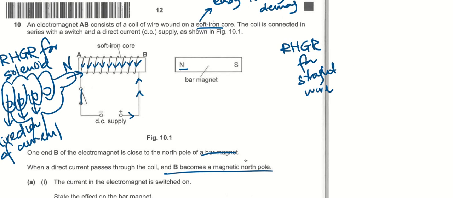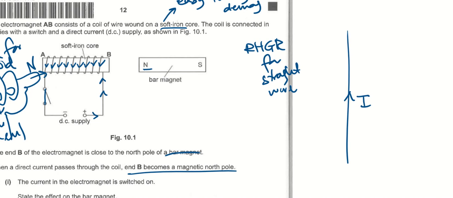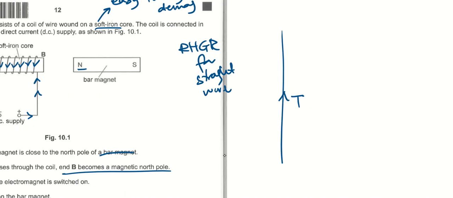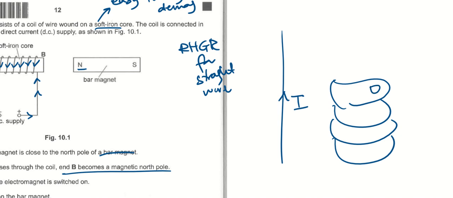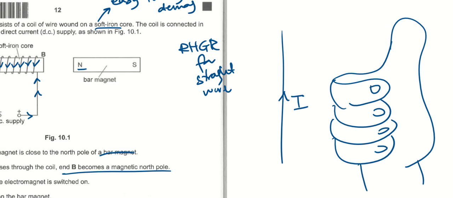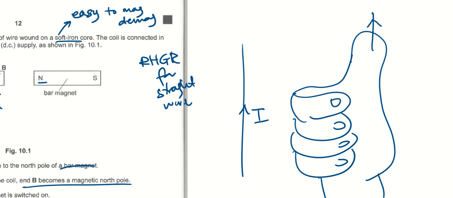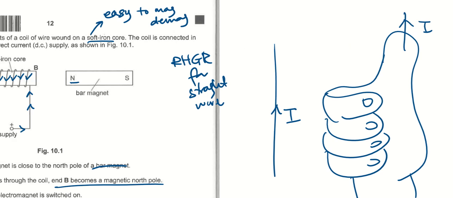Okay, how does it work? If I have a straight wire, obviously it doesn't look like a solenoid, it's just a straight wire with the current flowing through. In this case, my thumb represents the direction of current. So this is my fingers now. I'm gripping it, using my right hand. My thumb now represents the direction of current. This is the right hand grip rule for straight wire.